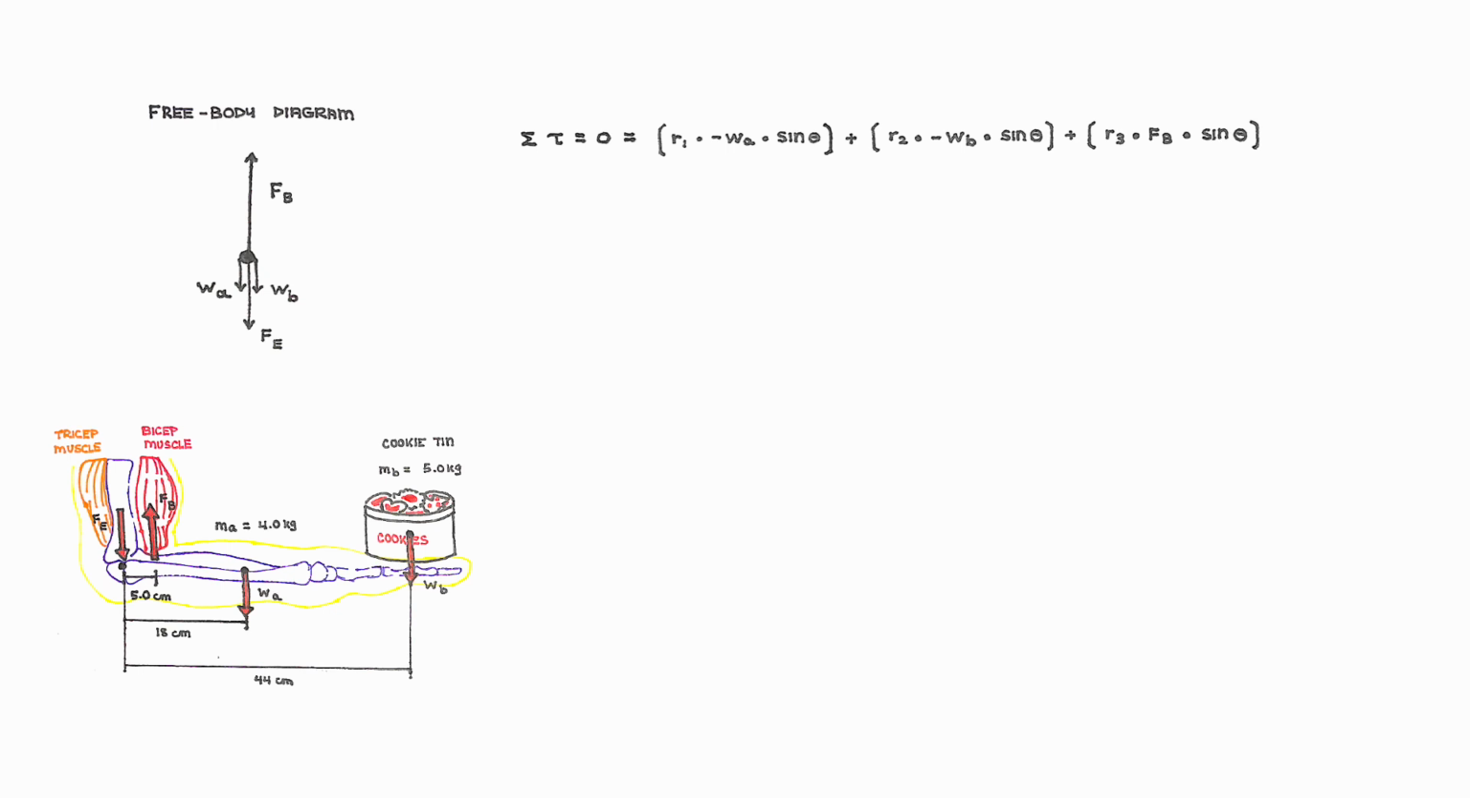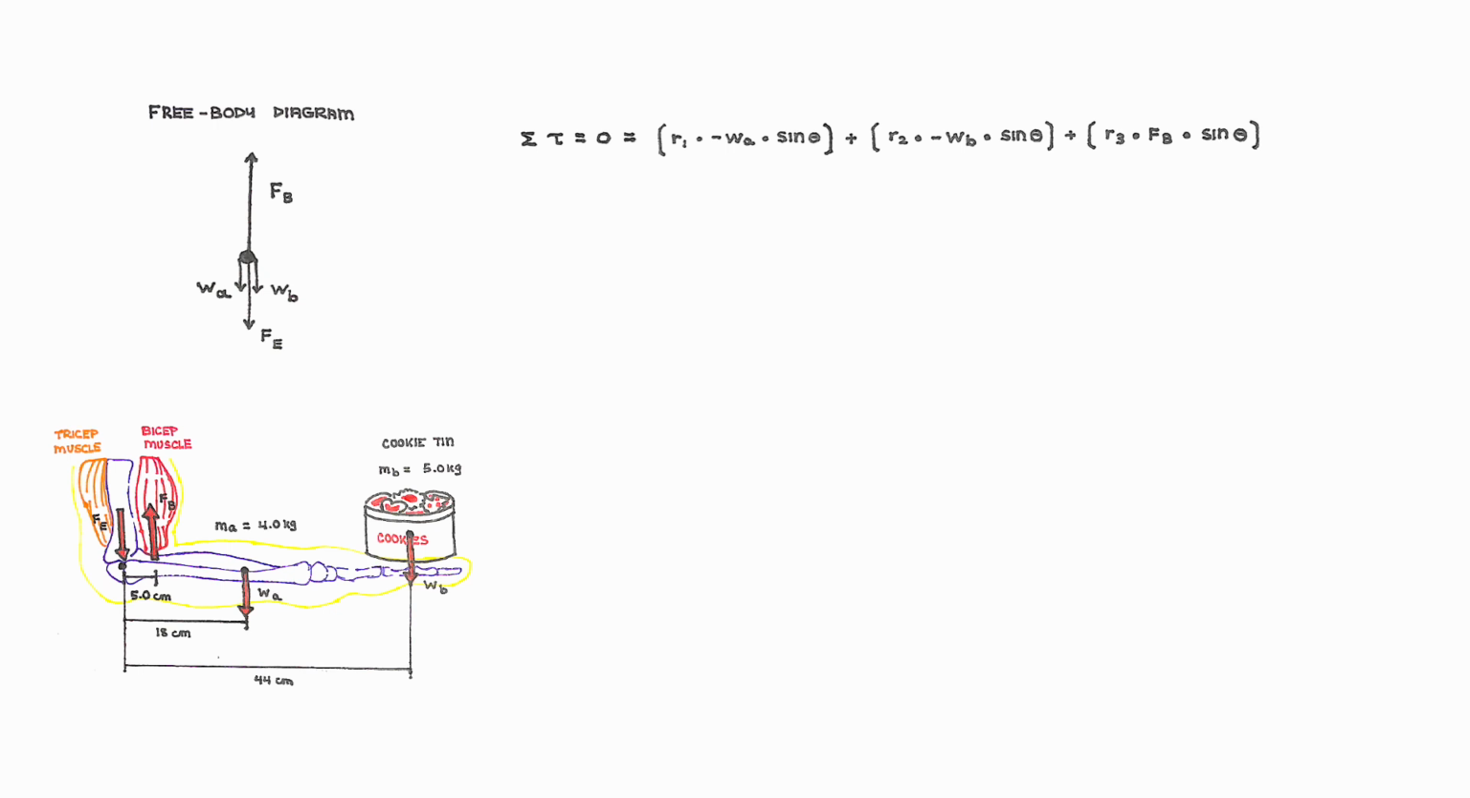This is because one of our forces, FE, would produce 0 torque since the distance relative to the pivot point would be 0. Another thing to take note of is that both the forces of WA and WB are negative since they are in the opposite direction to FB.